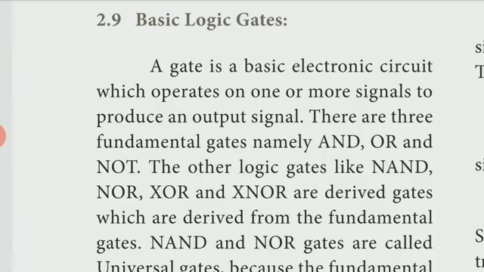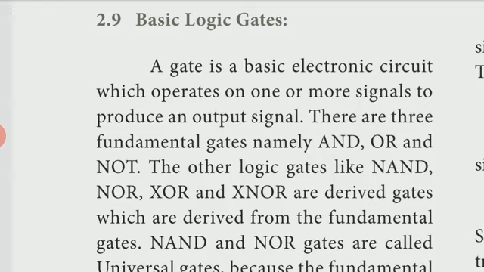Gates and all, you will use in physics also. So, a gate is an electronic circuit. It operates on one or more signals to produce an output signal. That is, it works based on the input and produces the output. So, that is called logic gates. Here three basic logic gates are there: AND, OR, NOT.